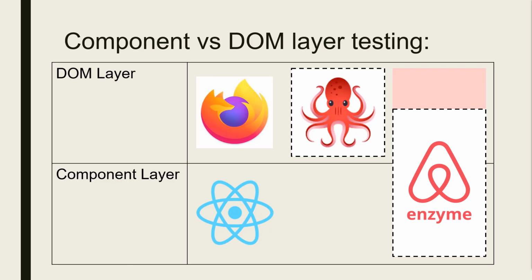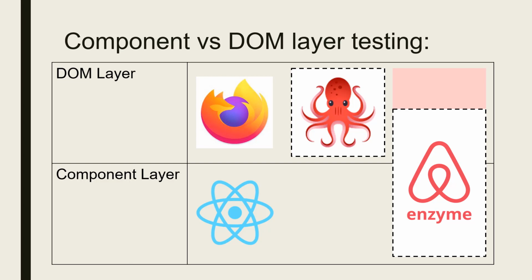There are 2 layers you can test on the front end. Testing the DOM layer means rendering your components on the real DOM using real DOM APIs. Testing the component layer means doing some kind of fake rendering that usually involves mocks.